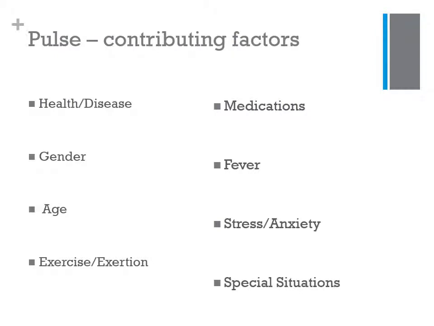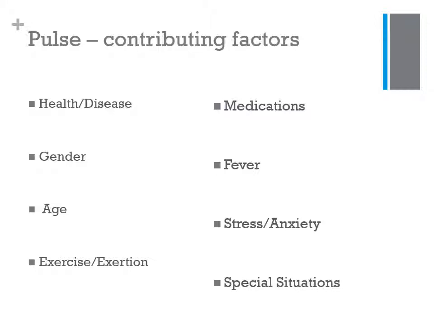Okay, just as with respiration and temperature, we're also going to be talking about contributing factors that can affect a patient's pulse. And of course, here we go again with some of the same influences. So health and disease. There are certain diseases that can affect your pulse. Probably the most common disease affecting Americans is coronary artery disease, and it's caused by a condition known as atherosclerosis. These are plaques that form in our arteries, and they affect the blood flow. And so, of course, if you have atherosclerosis, you're probably going to have a weaker pulse than someone without atherosclerosis.